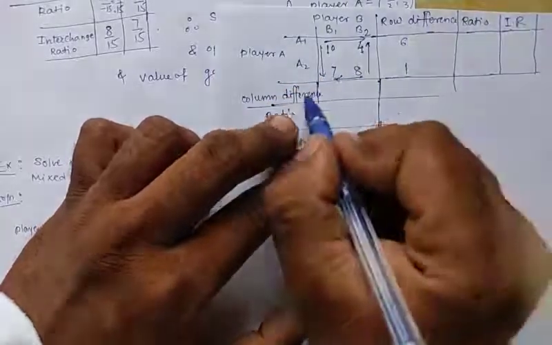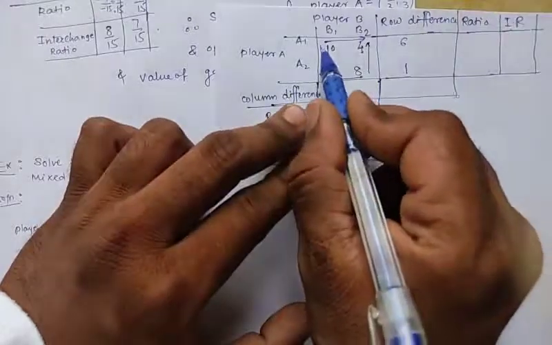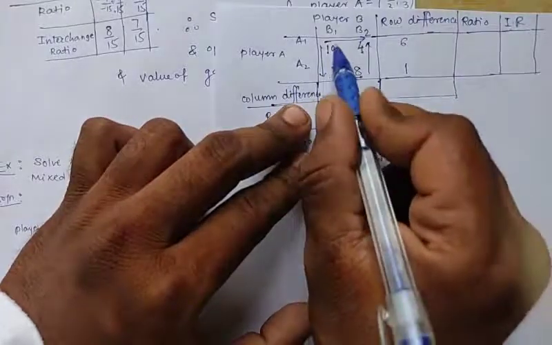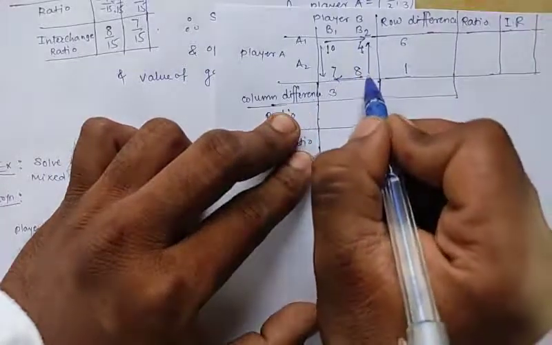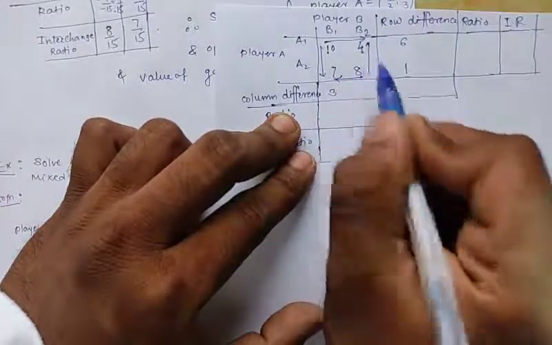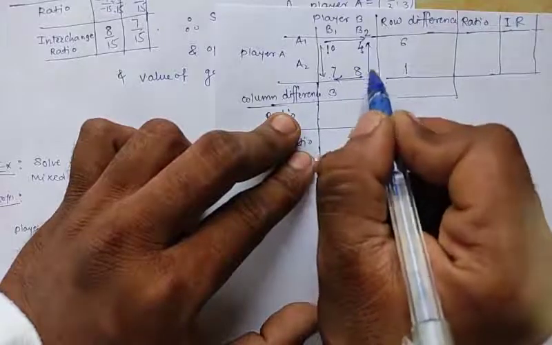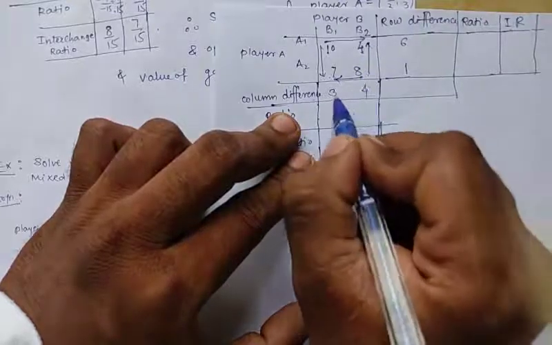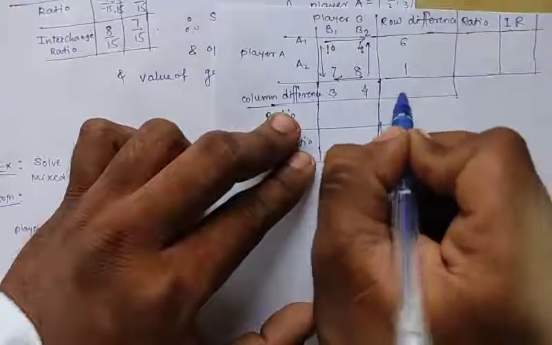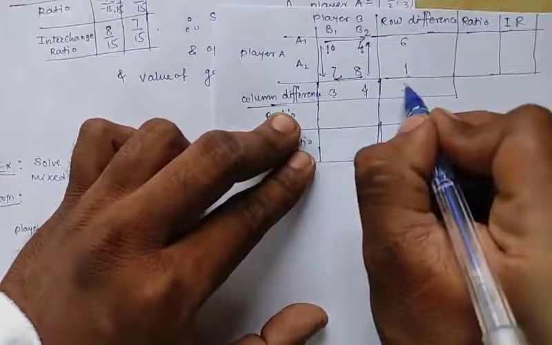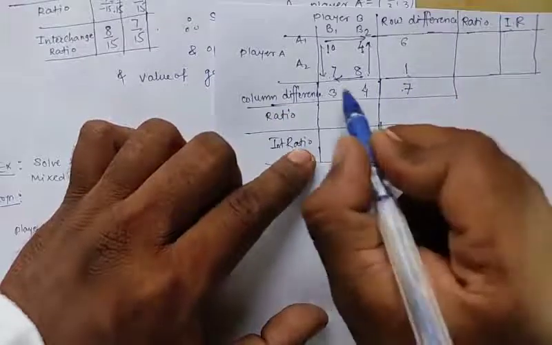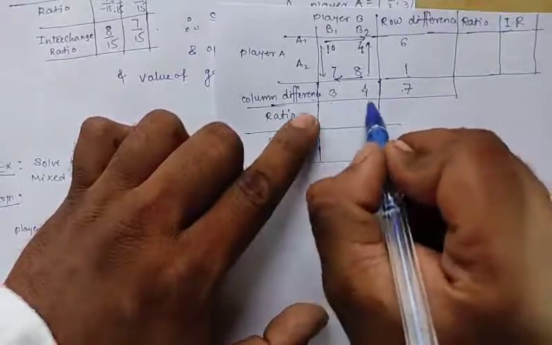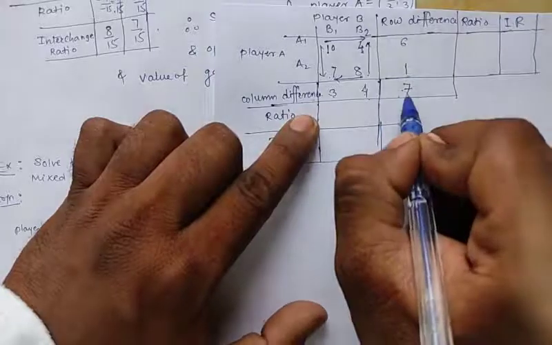Next, the column difference. So the first element is 10, second is 7. 10 minus 7, which is 3. And here the first element is 8, second element is 4. So this is the column difference. So 8 minus 4, which is 4. So 3 plus 4 is 7, and 6 plus 1 is again 7. So the addition is both 7. The addition of rows and the addition of columns must be equal.